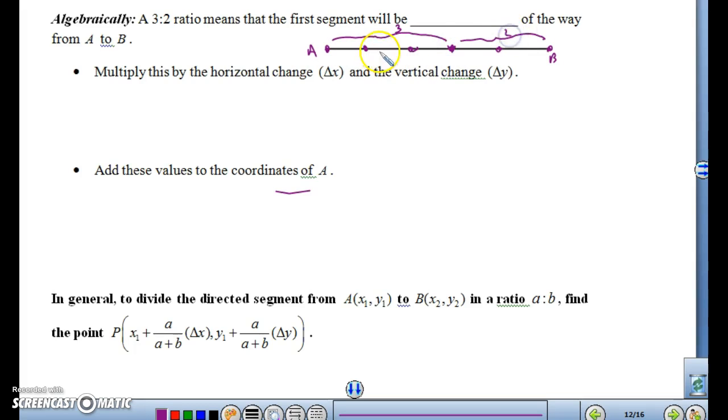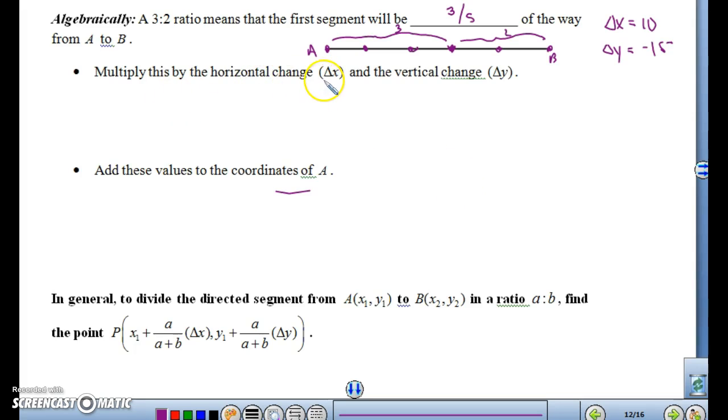Well, this would be 3 out of 5. So it's 3/5 of the way from A to B. So remember that our horizontal change and our vertical change from above was delta X was 10 and delta Y was negative 15. That was the overall change from A to B.